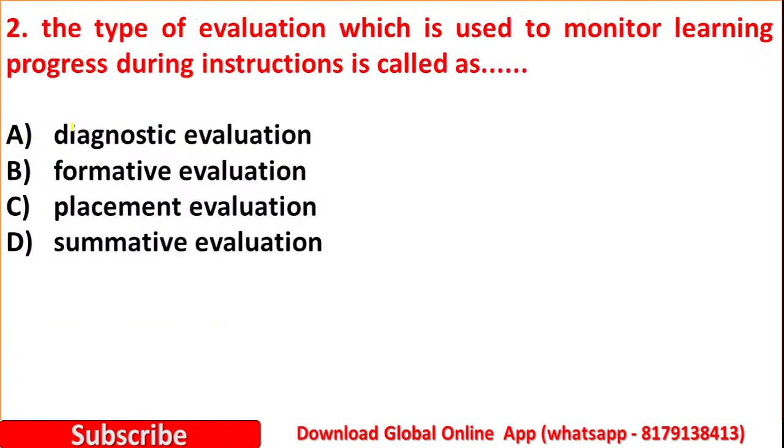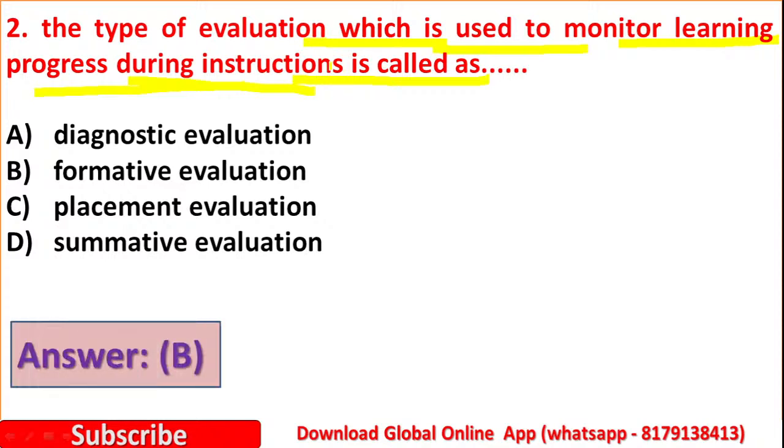Question number 2. The type of evaluation which is used to monitor learning progress during instructions is called option A, diagnostic evaluation, option B, formative evaluation, option C, placement evaluation, option D, summative evaluation. Yes, here the right answer is option B.